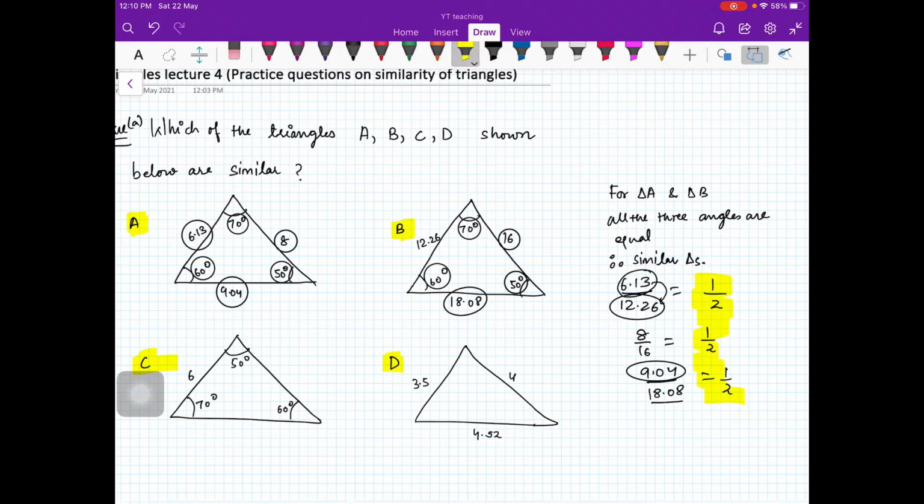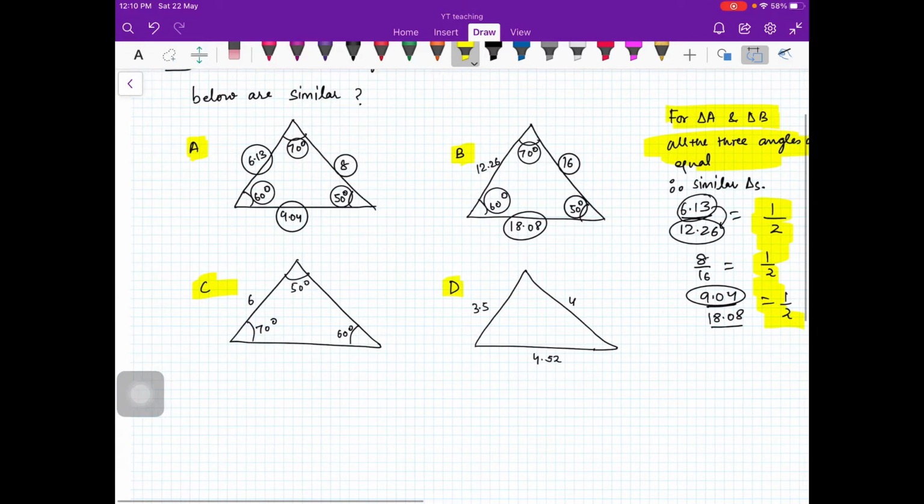So whichever test you want to apply, because in triangles A and B both the information about sides and about angles is given to you, it's your choice. Obviously angles are easier. So you look at the angles, they are equal, and you can straight away say that the triangles are similar.